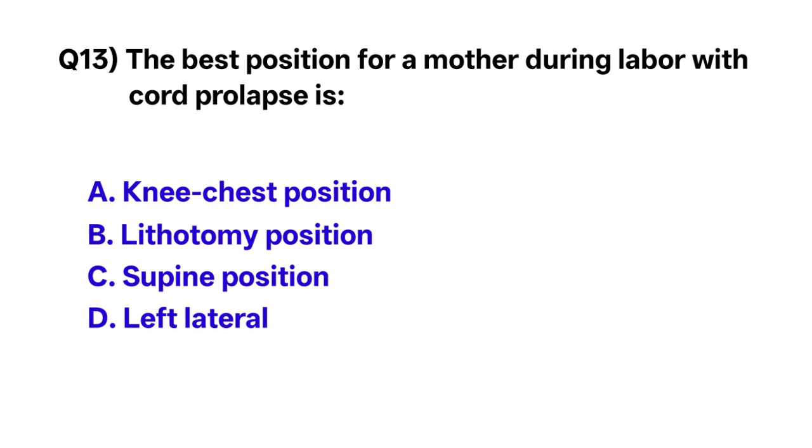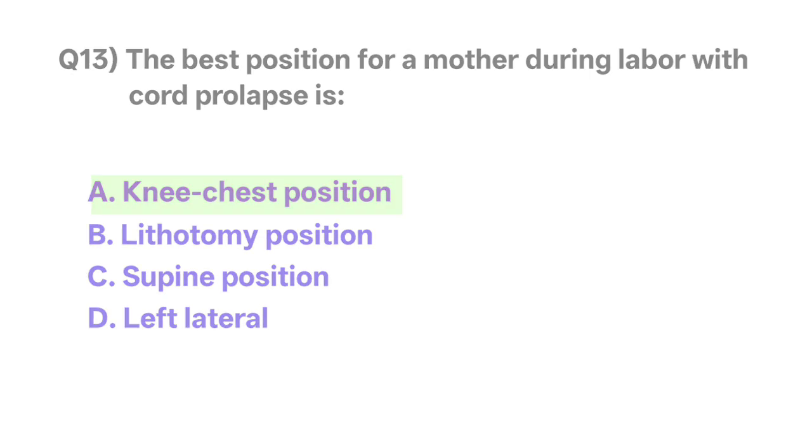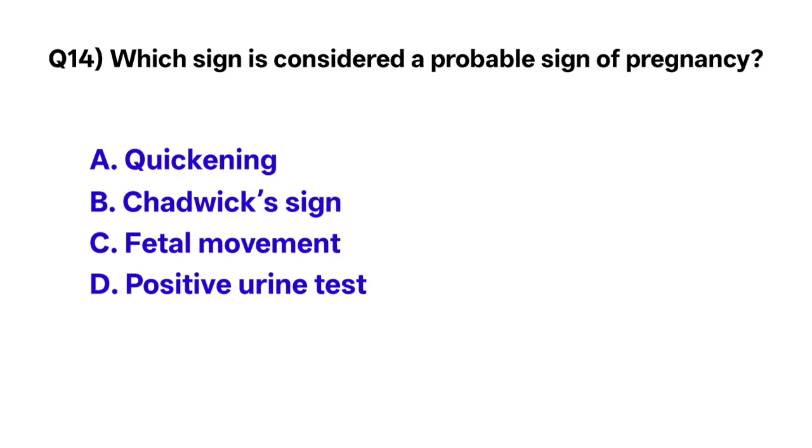Question number 13. The best position for a mother during labor with cord prolapse is? The correct option is A. Knee to chest position. Question number 14. Which sign is considered a probable sign of pregnancy? The correct option is B. Chadwick's sign.